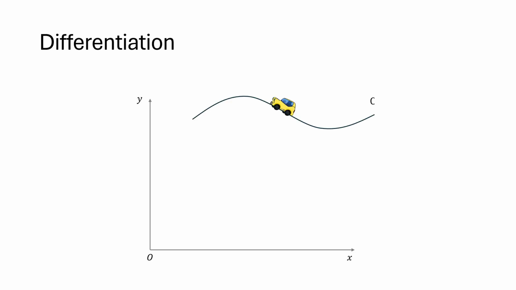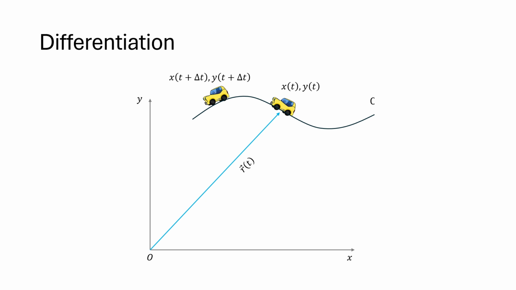Let's say we have an object moving on a curve C in the xy plane. The position of the object is represented by the coordinates x of t and y of t, where t is any parameter, and we can draw a position vector r at time t from the origin pointing to the position of the object. After a certain time t plus delta t, the object covers some distance and reaches this position.